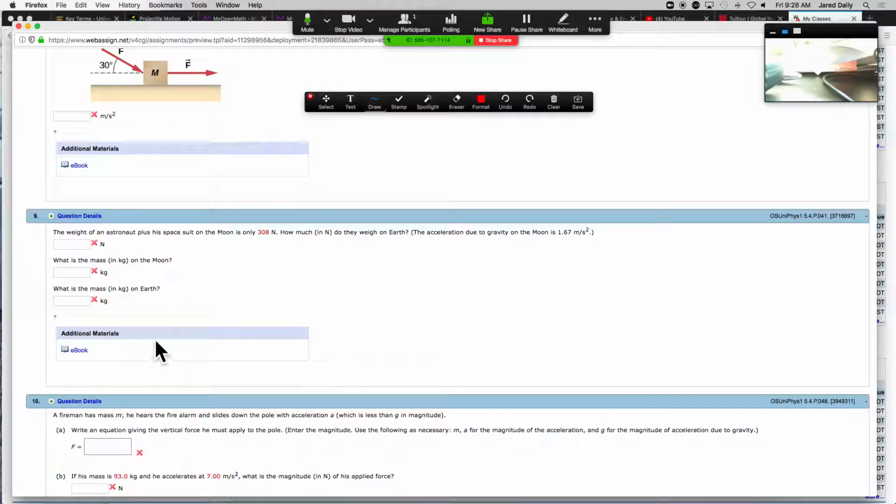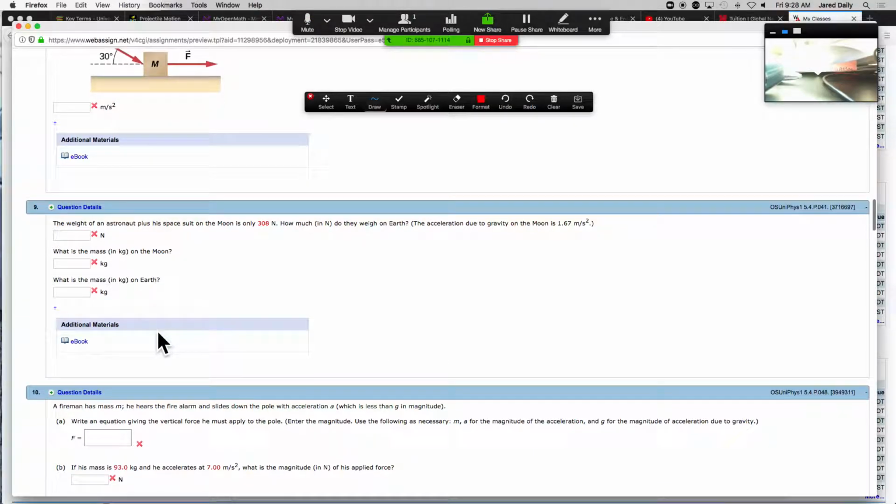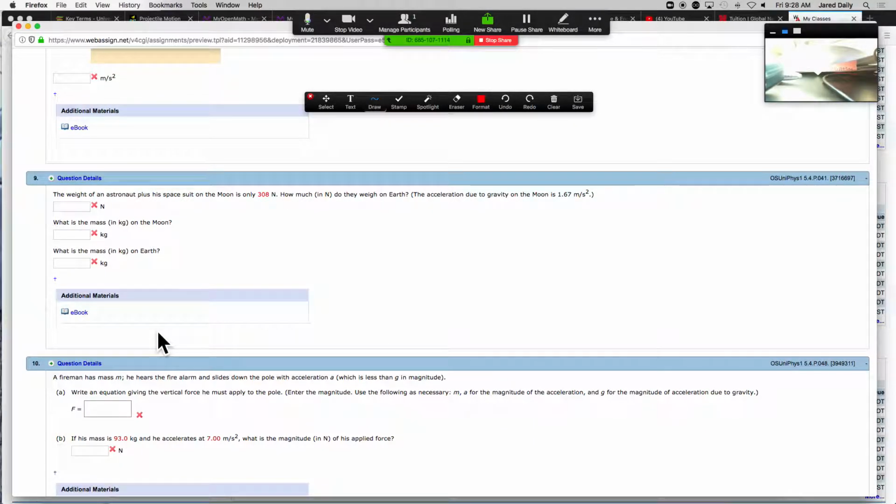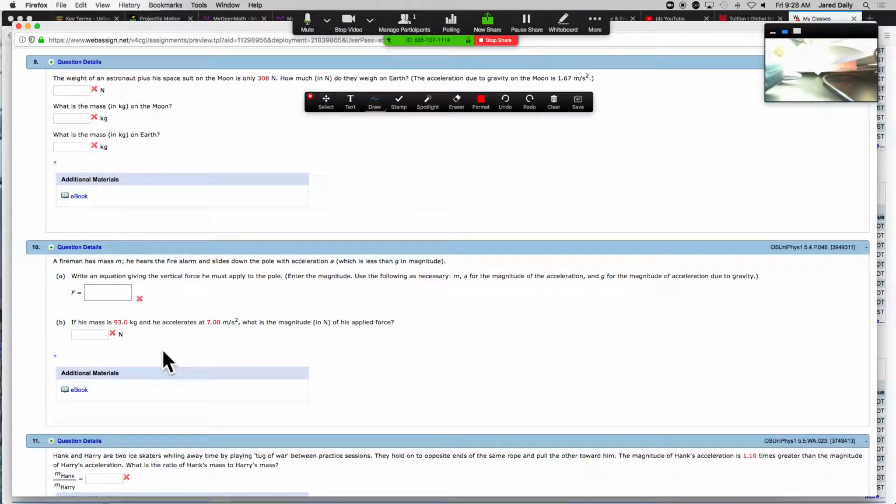No. Not unless you're going close to the speed of light. And even then, it doesn't actually change. It just increases in momentum.